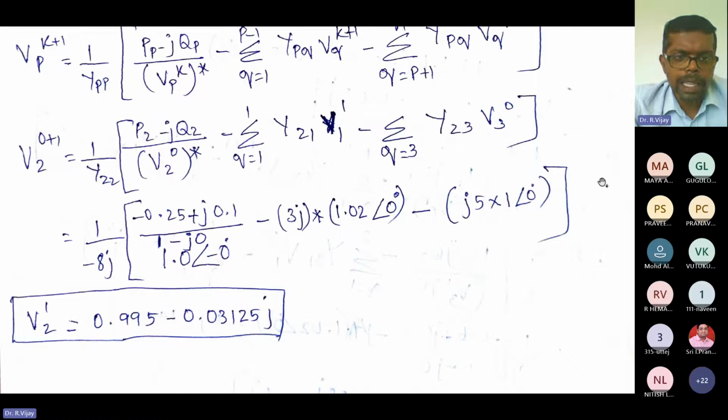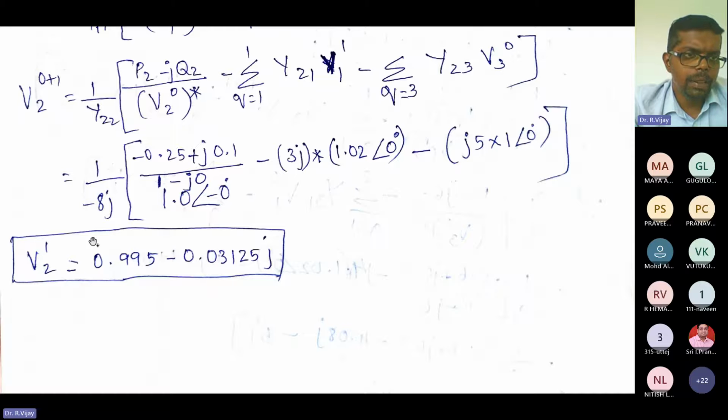Take your scientific calculator and solve it. While solving, you will get the answer as 0.995 minus 0.03125j. This V2 dash you take as homework, and you just tell in the comments whether you got the same answer or not. Next, V2 dash, this is the V2 dash answer.